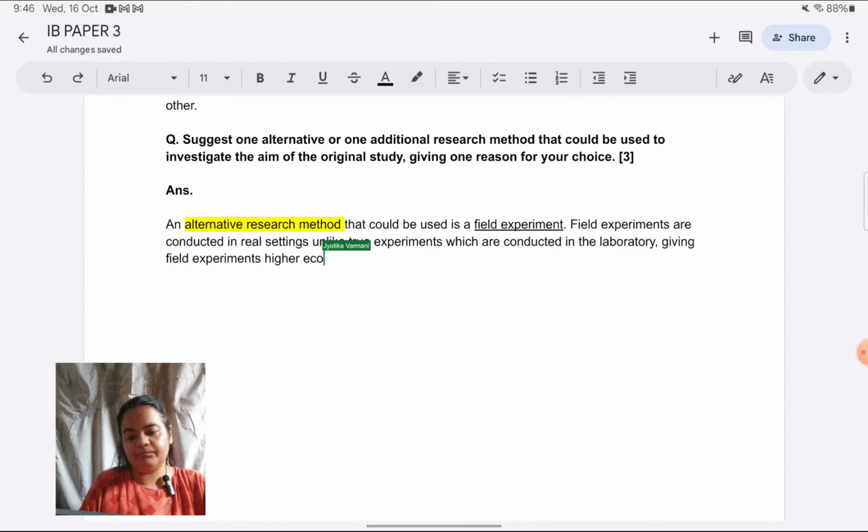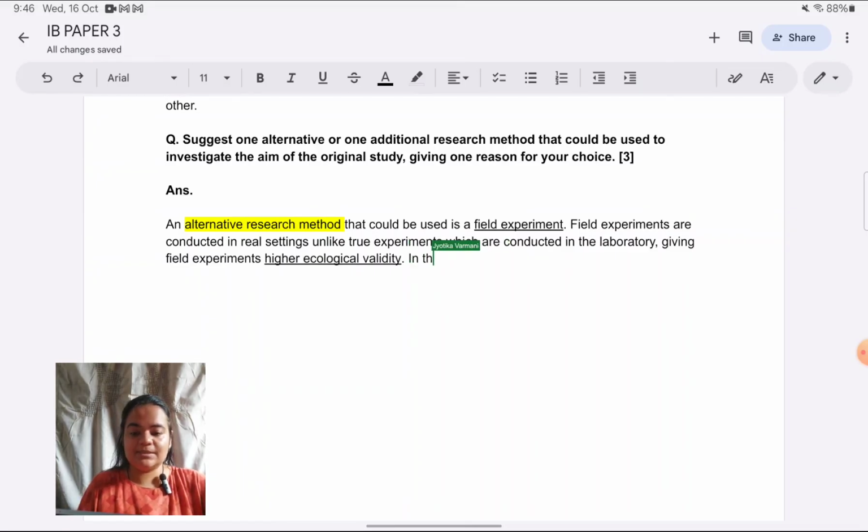ecological validity. I want you to notice something in my style of writing. I have mentioned that field experiments have good ecological validity, but not in isolation. I have directly compared them with lab experiments and have said that in comparison to lab experiments, they have better ecological validity. Why have I done this? Because the stimulus is a lab experiment. I have to be relevant to the stimulus. So I have to keep on specifying this method is better than the given method for this reason. So that should be my writing style.